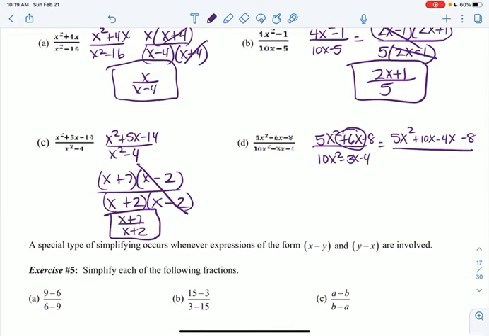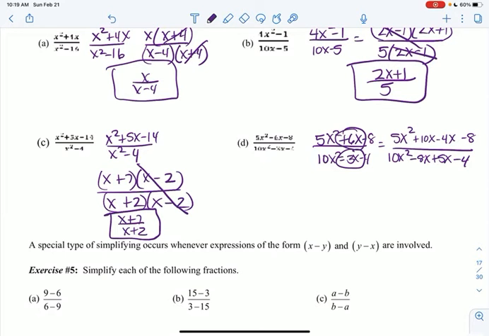And on the bottom, 10 times 4 is 40. So again, factors of 40 that give me a negative 3x in the middle. So let me just think what that would be. 8 and 5 is 40. And to get a negative 3x in the middle, that would be a negative 8x and a positive 5x. Okay, so I now made these each 4 terms so that I can group them.